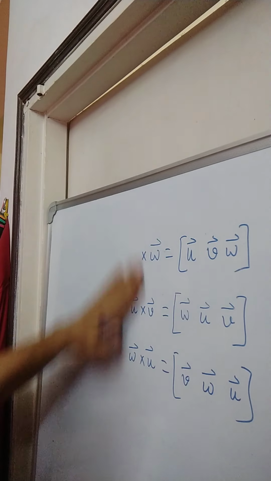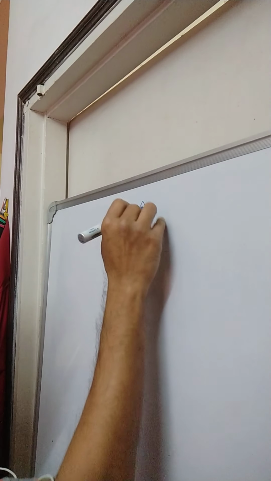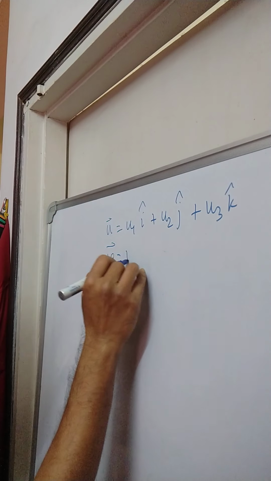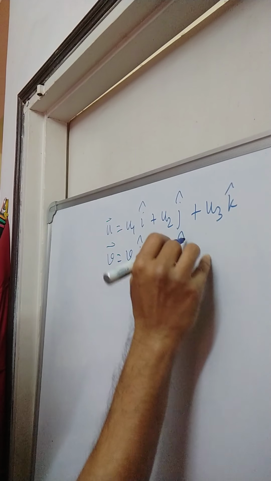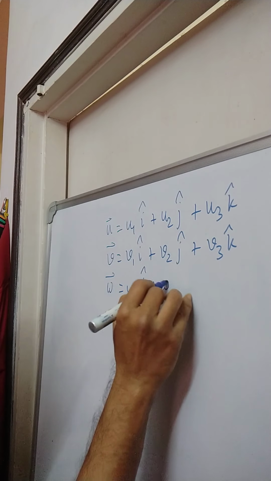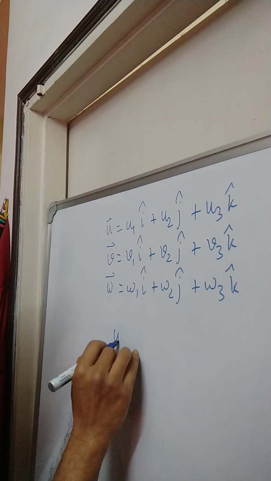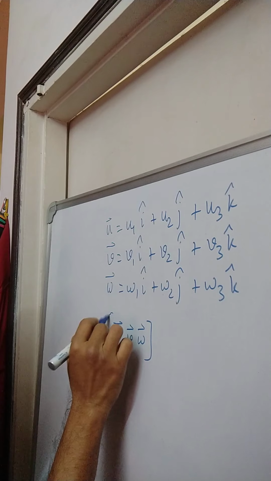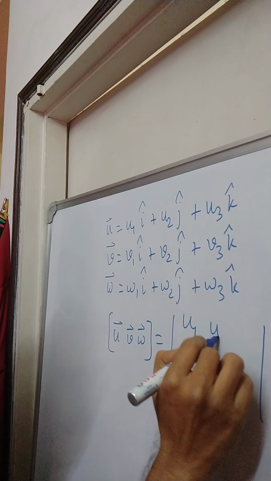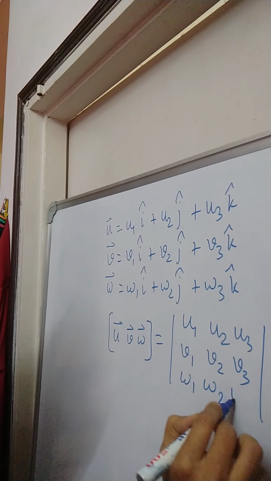If U, V and W may be written as 3 vectors having components U1, U2, U3, V1, V2, V3 and W1, W2, W3, then the U V W box will be represented as the determinant with rows U1, U2, U3; V1, V2, V3; and W1, W2, W3.